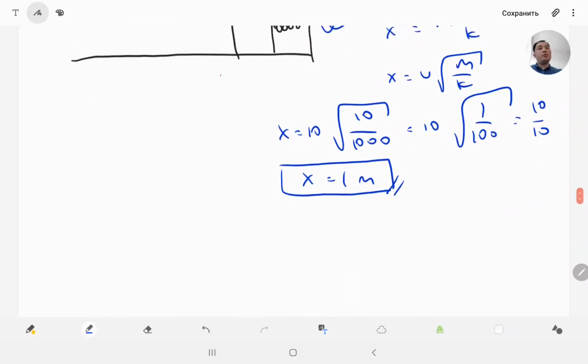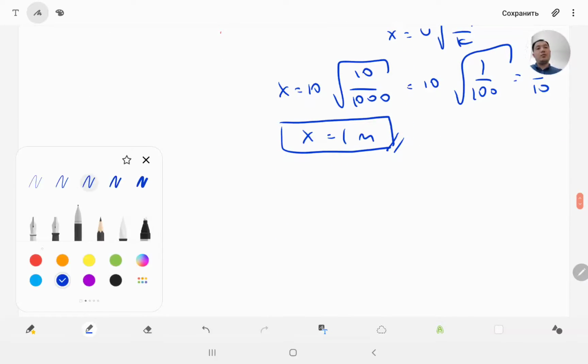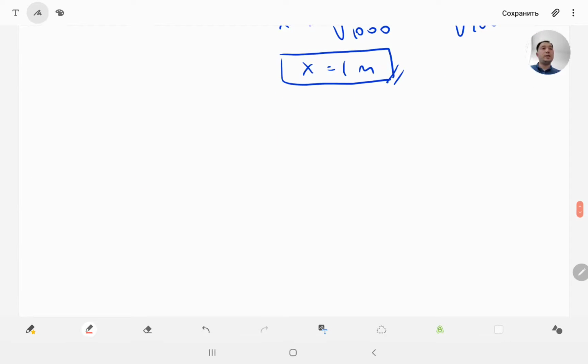Now let me add one more question. What is the velocity of this object at the halfway point? Or we can say, find the velocity of this object when the spring is compressed by 0.5 meter. Of course you can pause this video and solve it, and later replay the video and check your answers. Again we will apply the conservation of energy method.